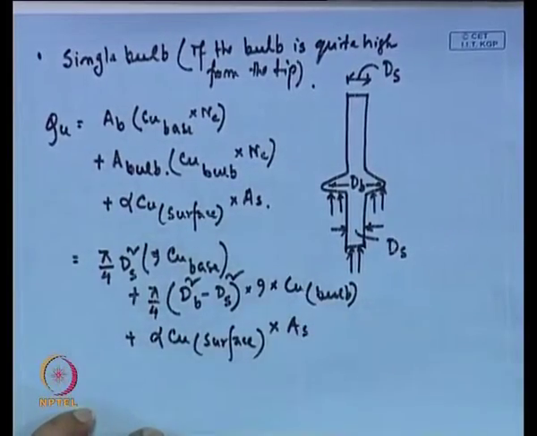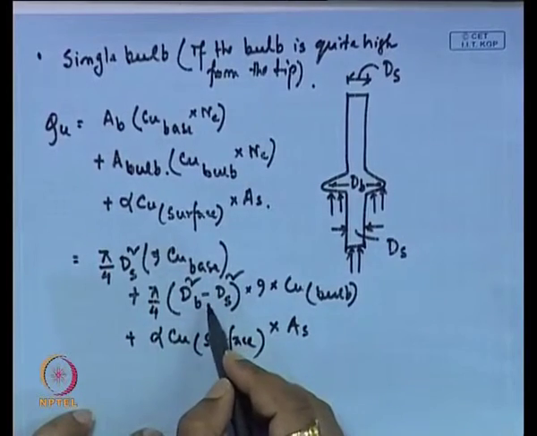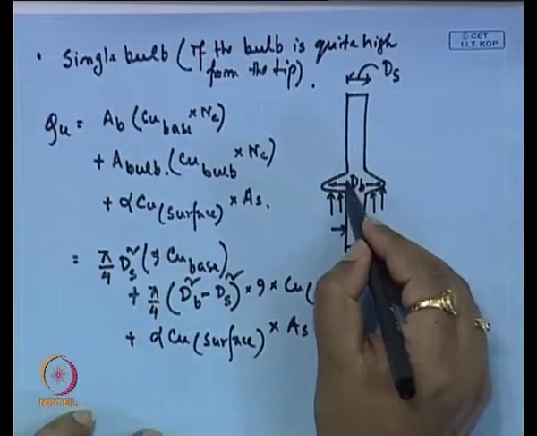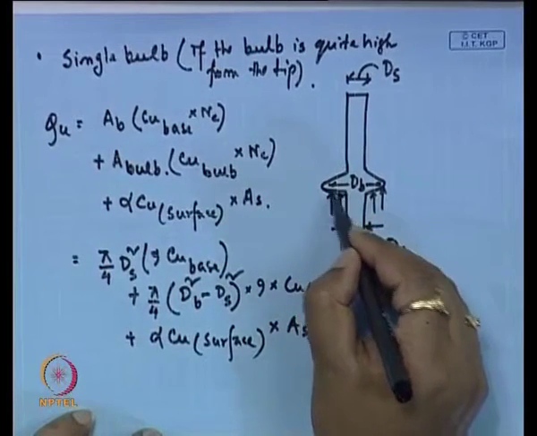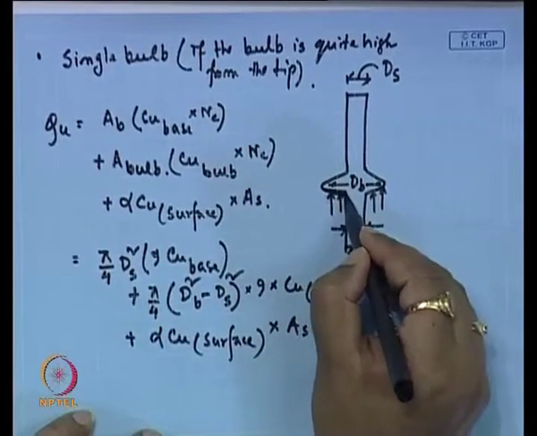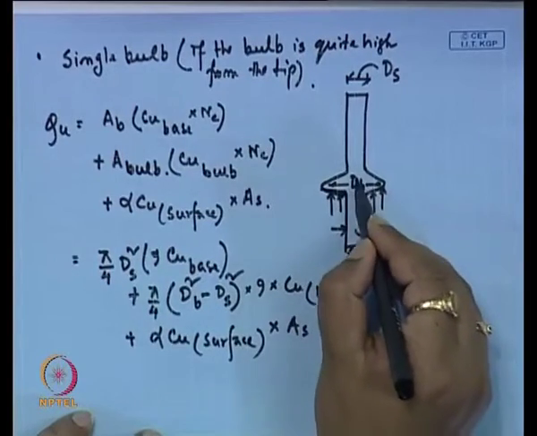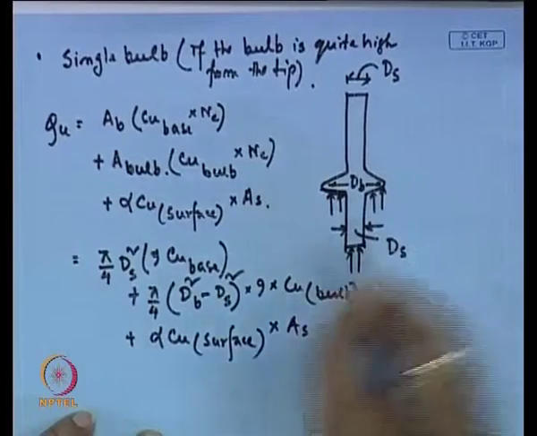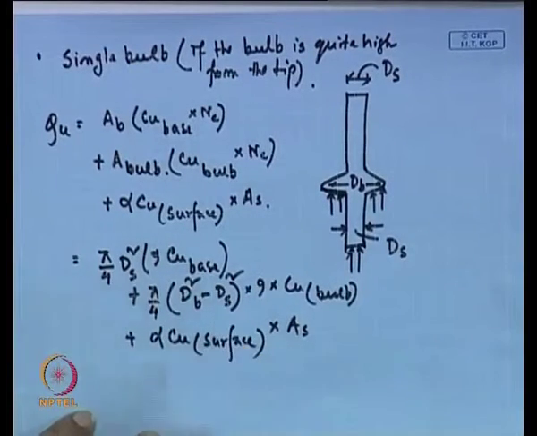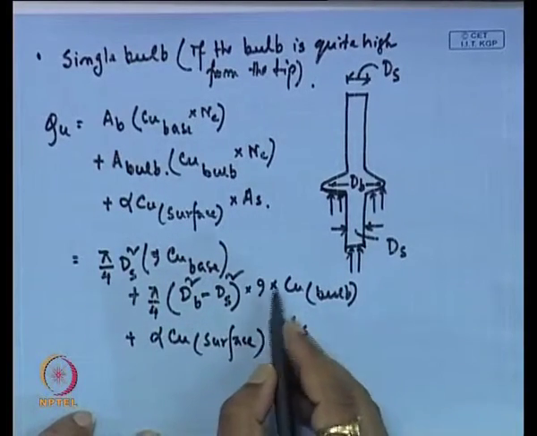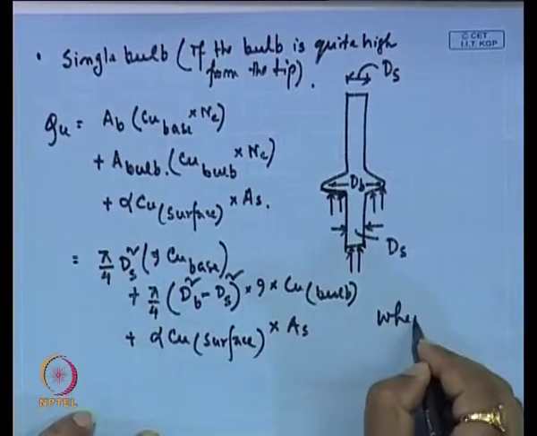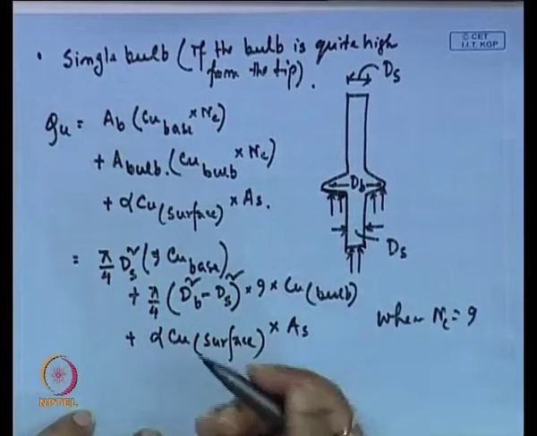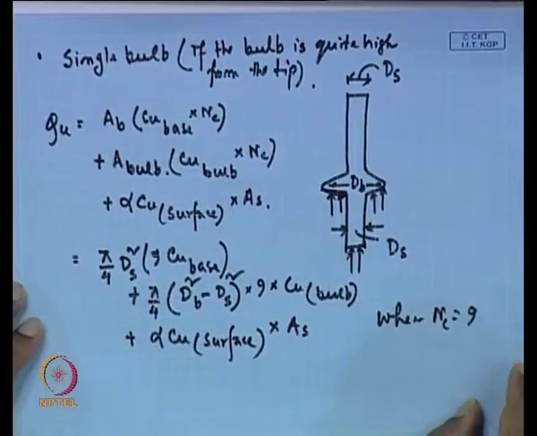Now, this is the difference, because here we are getting this resistance only from this enlarged portion, not the center one, because here this pile shaft is already existing. So, that is why this is dB square minus ds square into 9, where Nc we have taken is equal to 9. Same alpha is again the adhesion factor.